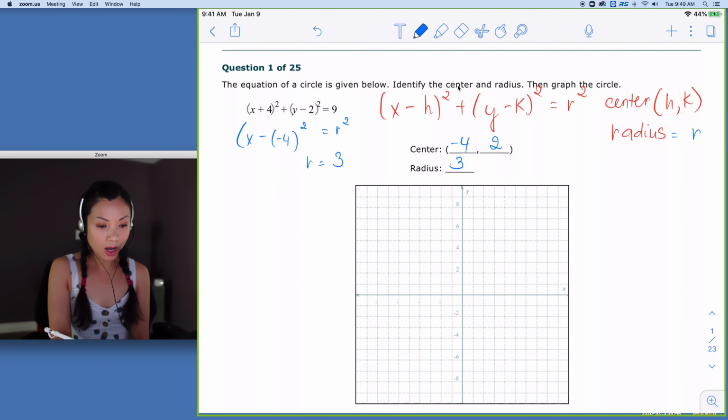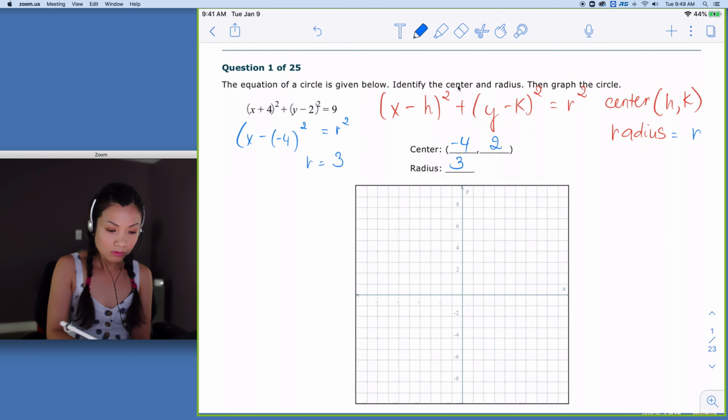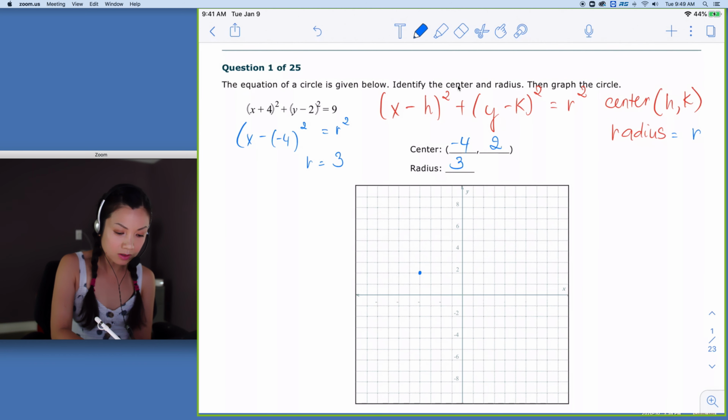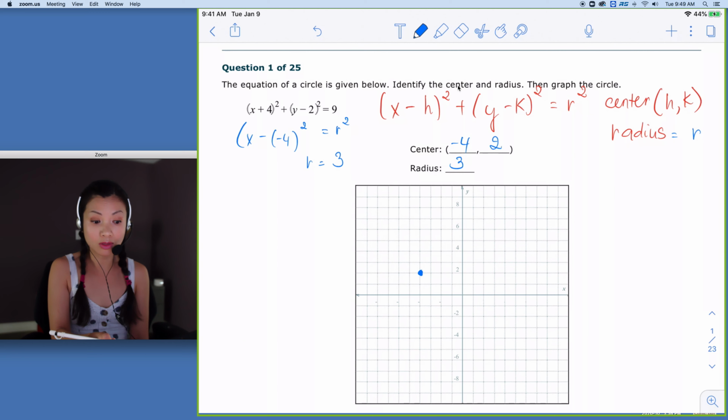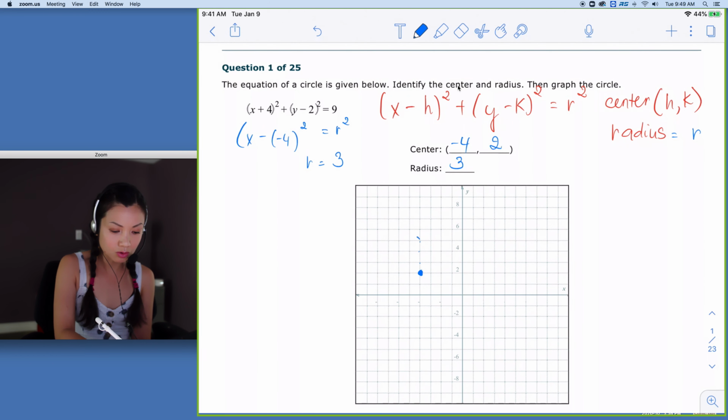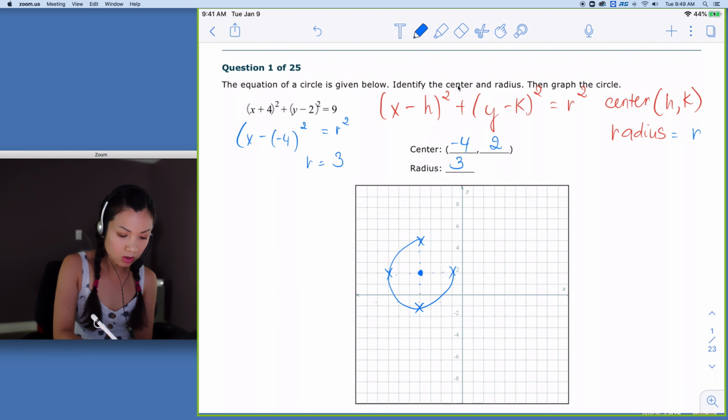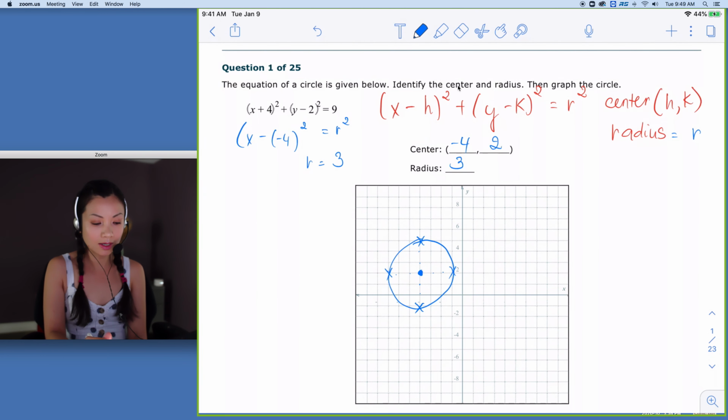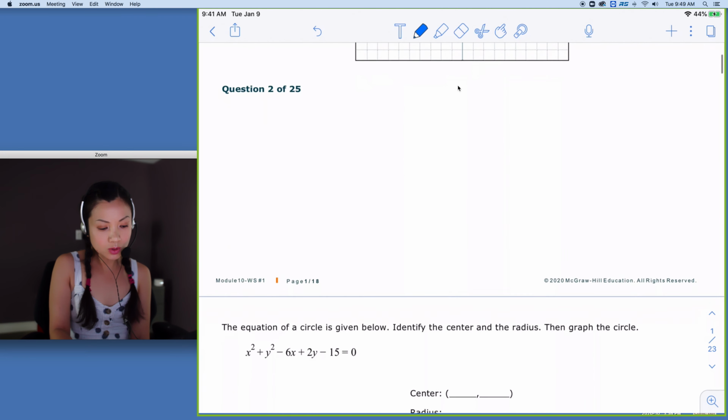Now, how do we graph this? First, we locate the center. So we locate the center, so we have negative 4, 2, up to right here. So this is the center. And then we go up, down, left, right, 3 units. So 1, 2, 3, and so on for each direction. And then from there, you draw the circle. Okay, moving on to number 2.